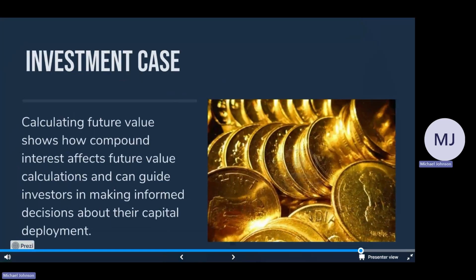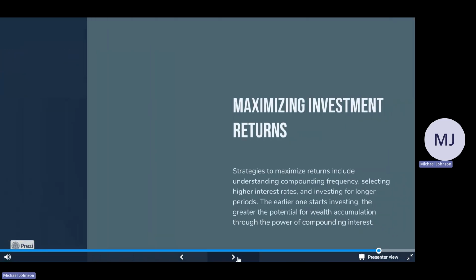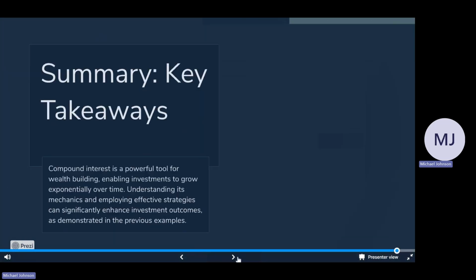Calculating future value shows how compound interest affects future value calculations and can guide investors in making informed decisions about their capital deployment. Strategies to maximize returns include understanding compounding frequency, selecting higher interest rates, and investing for longer periods. The earlier one starts investing, the greater the potential for wealth accumulation due to the power of compounding interest.